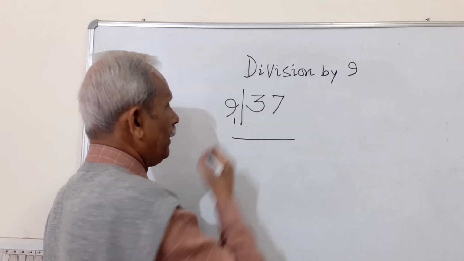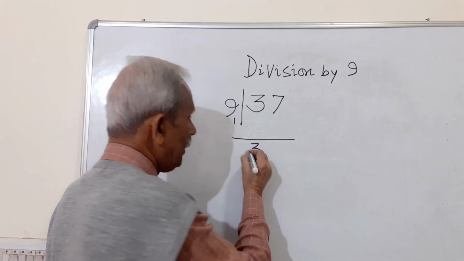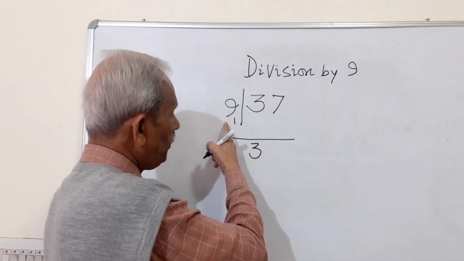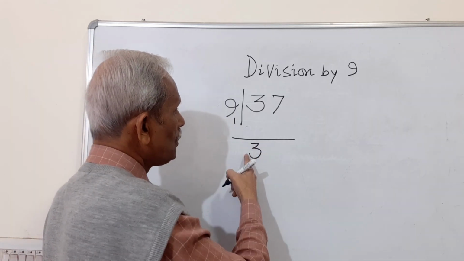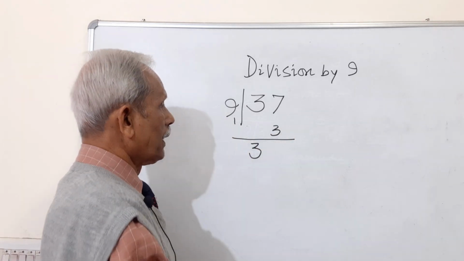I am writing 1 here. I am bringing down the number 3 here. And then multiply this 1 with 3. It becomes 3. Write down 3 here.